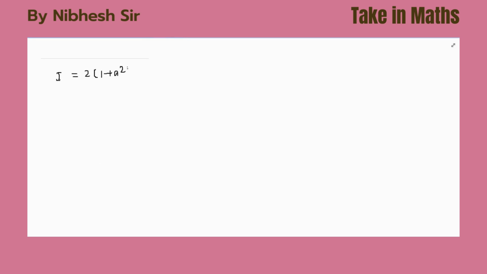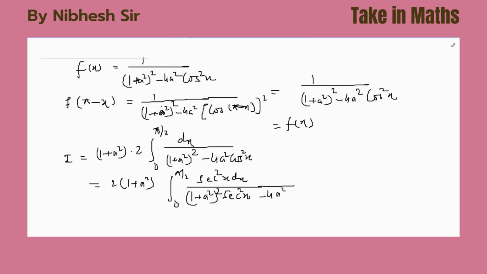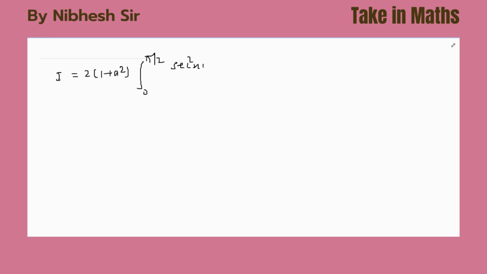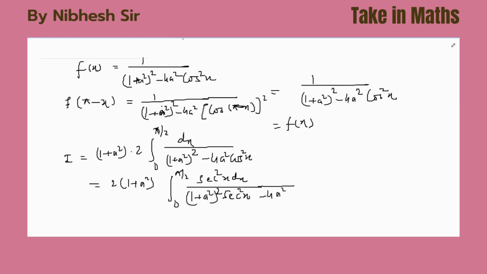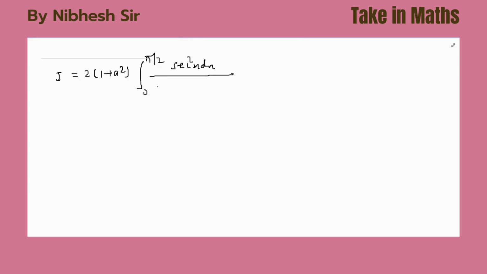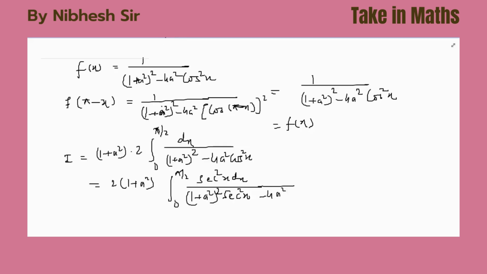1 plus a square, and this is the integral from 0 to pi by 2 of sec square x dx, and in the denominator we have (1 plus a square) the whole square sec square x. We are writing sec square x as 1 plus tan square x. So this is (1 plus a square) the whole square plus (1 plus a square) the whole square into tan square x, minus 4a square.